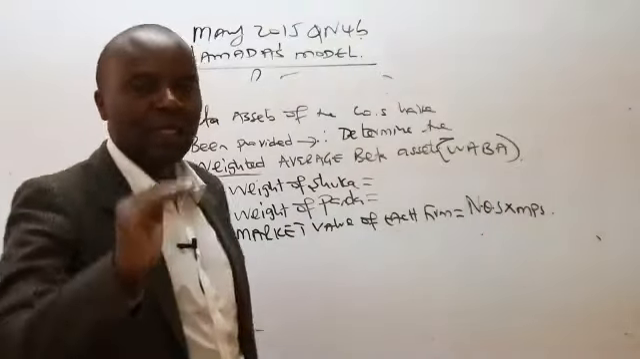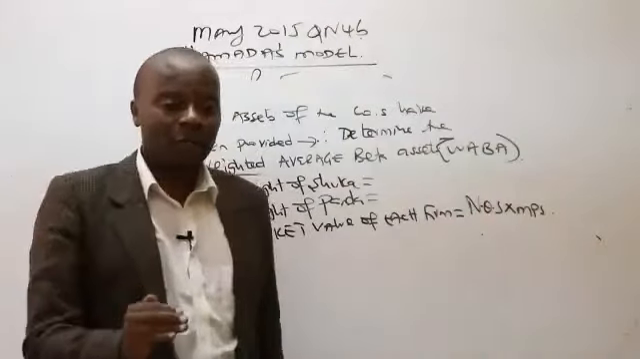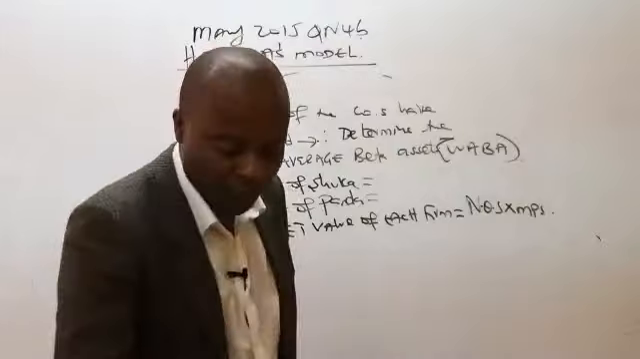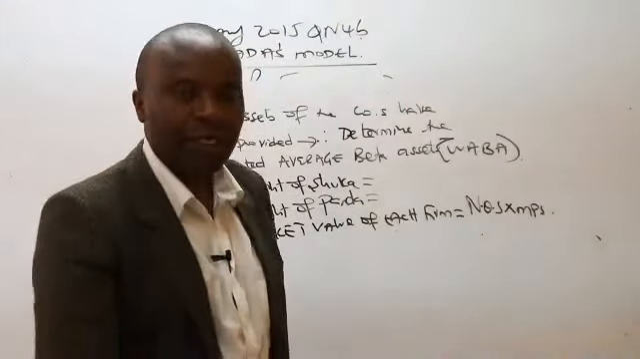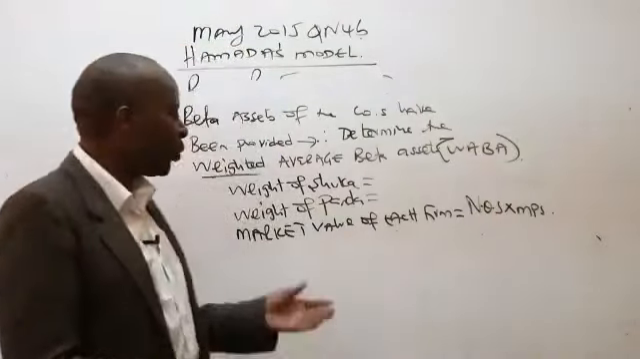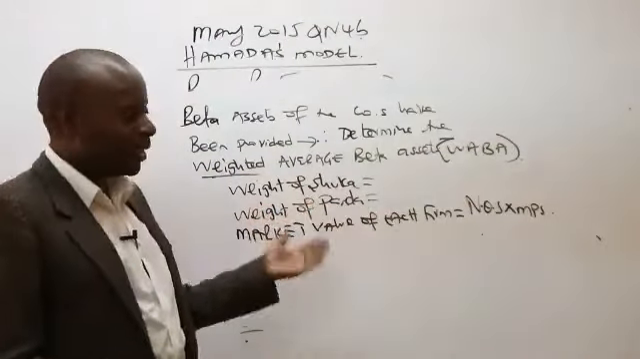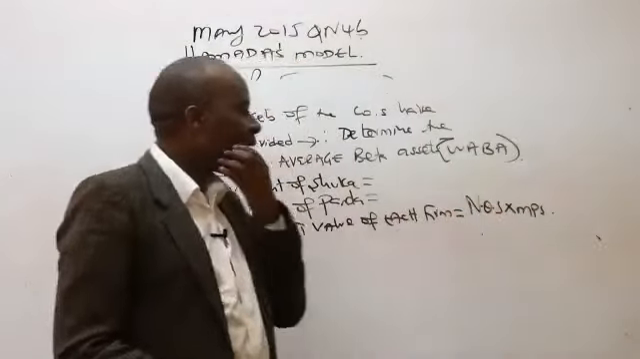Anytime you want to get the value of any organization, be it Safaricom, what do you do? You simply take its NOSE times the market price per share. This is what we also call market capitalization. You take number of ordinary shares times market price per share.